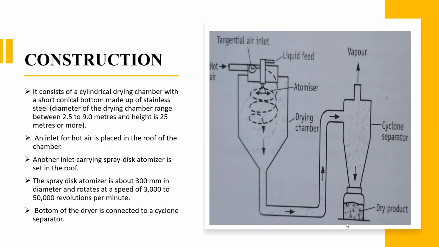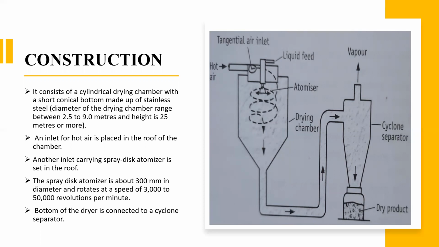So this is the construction of the spray dryer. First, there is a cylindrical drying chamber with a conical bottom, made of stainless steel. There is an inlet for hot gas, and another inlet for the spray disc atomizer. Both are placed on the top of the chamber. The spray disc atomizer has a diameter of 300 millimeters and a rotating speed from 3000 to 50,000 revolutions per minute, and the bottom of the dryer is connected to the cyclone separator.